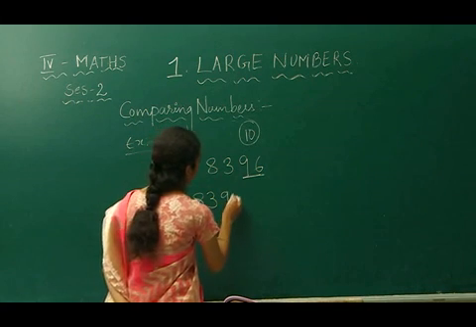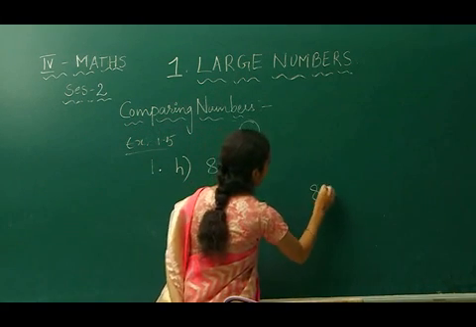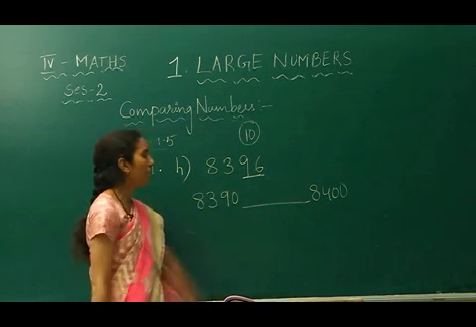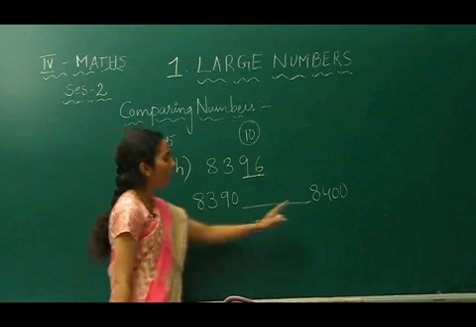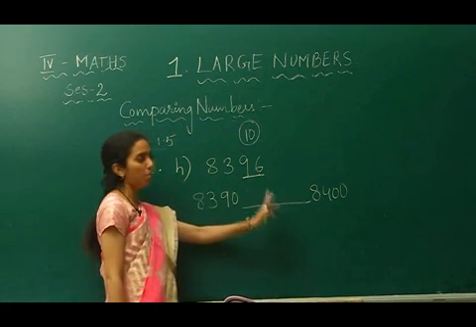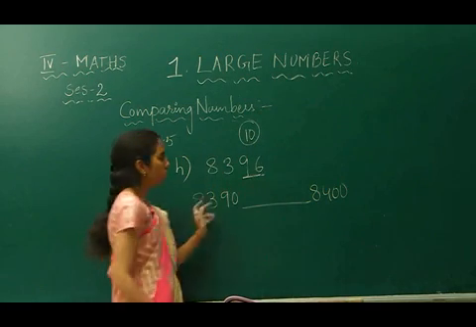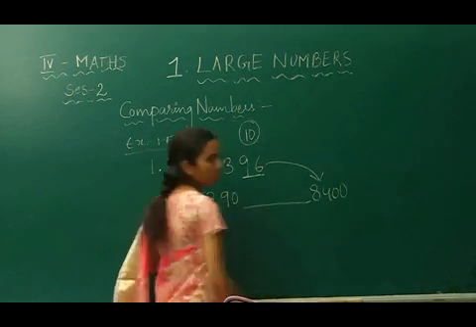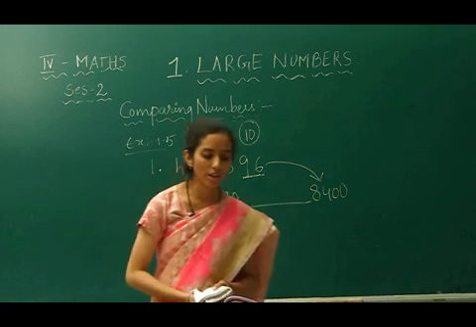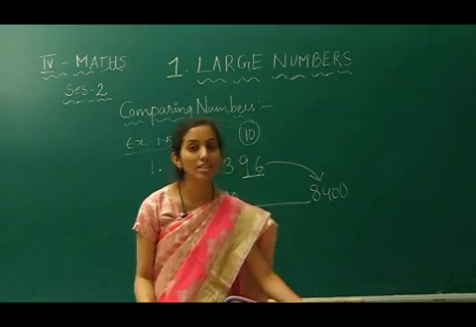8396 is between 8390 and 8400. So this number is in between 8390 and 8400. So where do we have to round it? 6 is more than 5, bigger than 5. So we have to round it up to 8400.